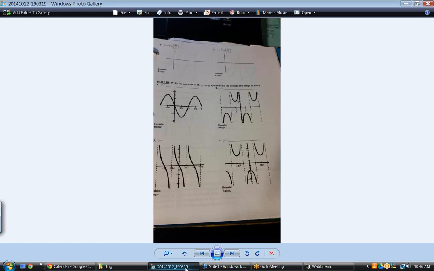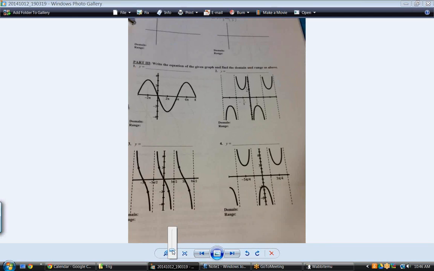Let's take a look at this real quick. We didn't cover these graphs. What kind of graph is that right there? Just looking at it, can you tell real quick? In fact, let me blow this up a little bit.